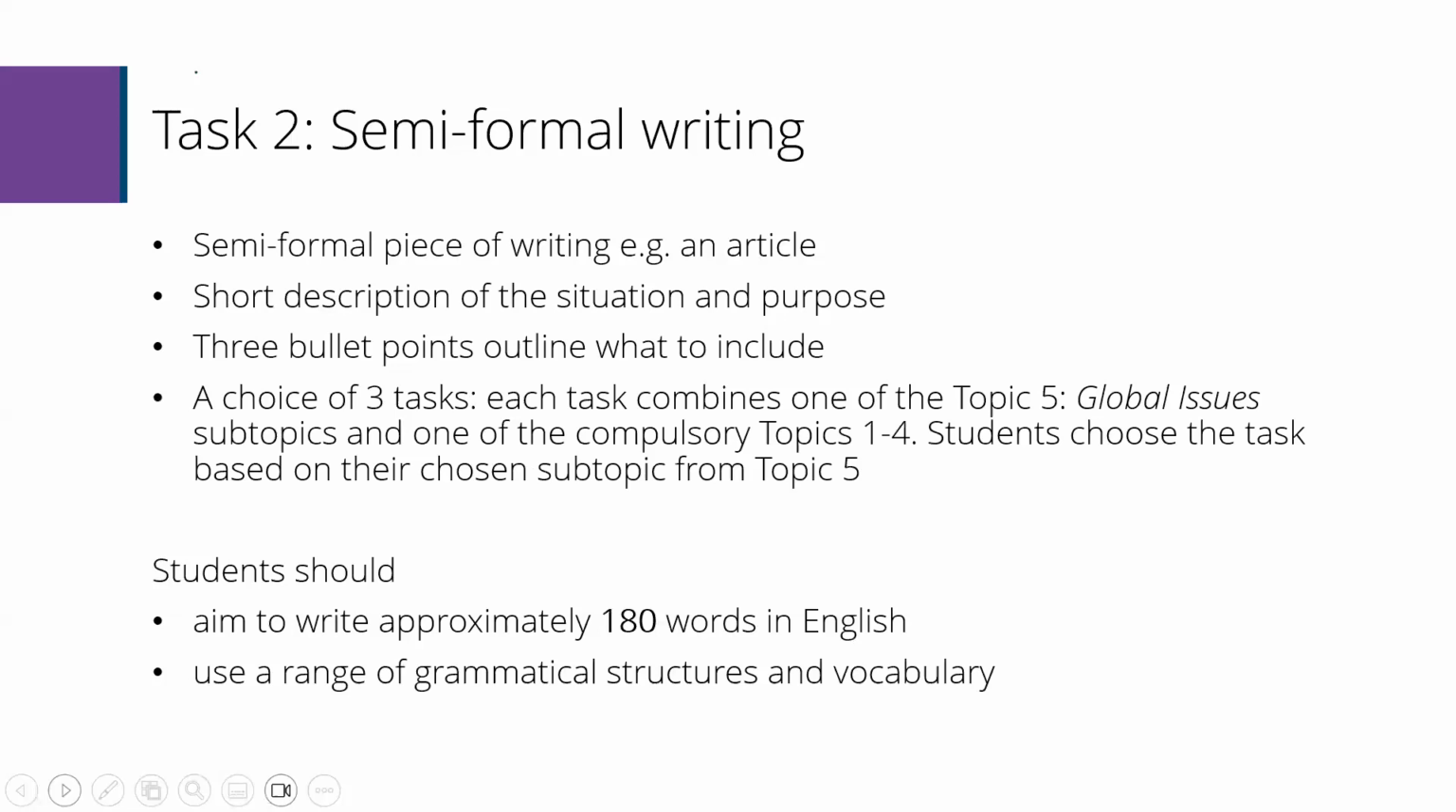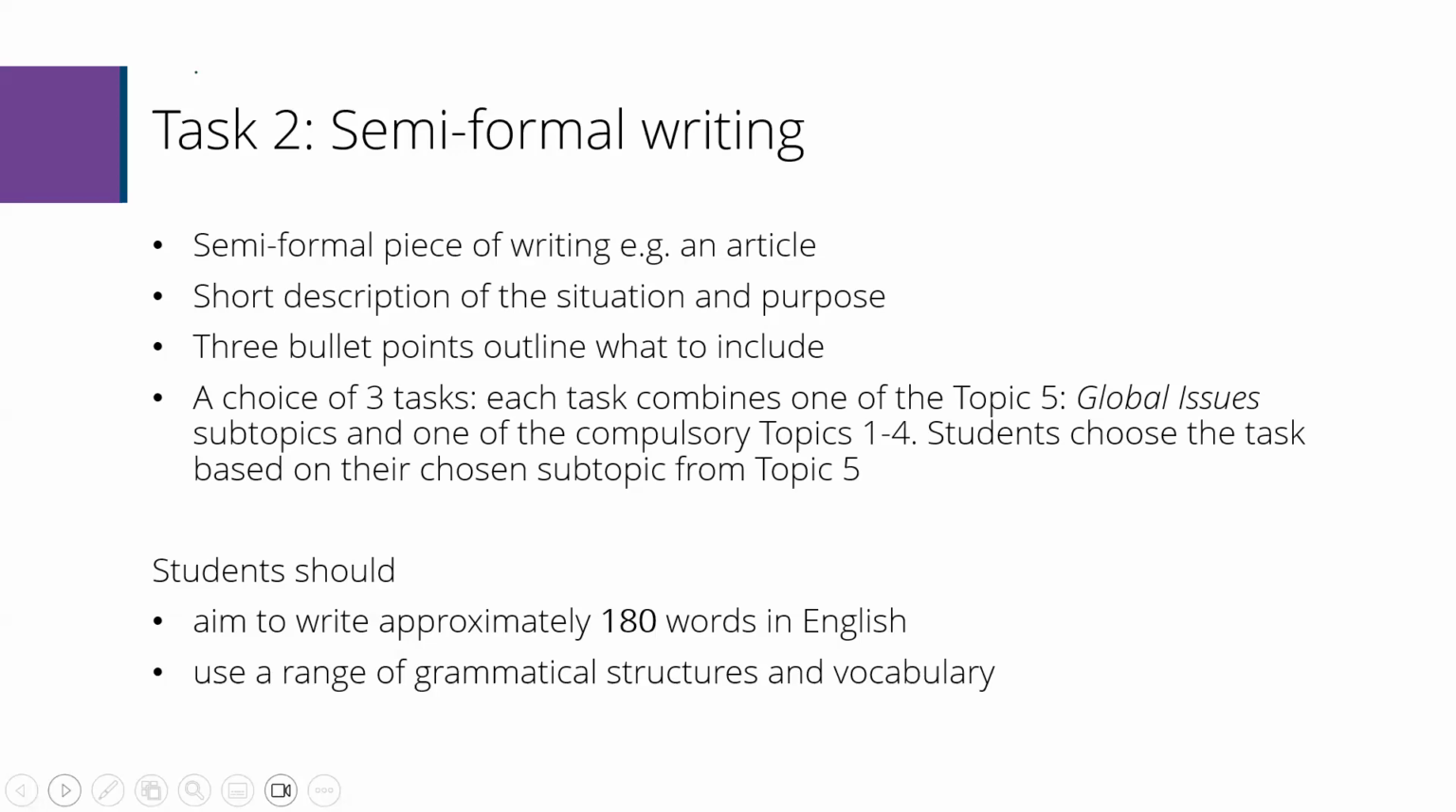Now, task 2 is a semi-formal writing task. So it's a semi-formal piece of writing, for example, an article. The students are given a short description of the situation and the purpose. There are 3 bullet points that again outline what to include. And there's a choice of 3 tasks. Now, these come from topic 5 global issues.